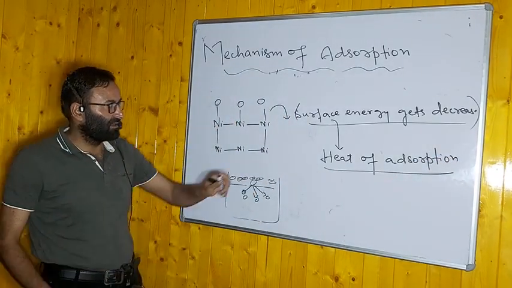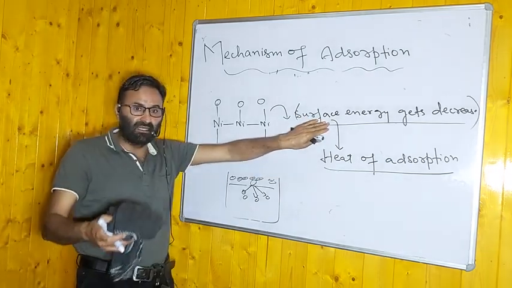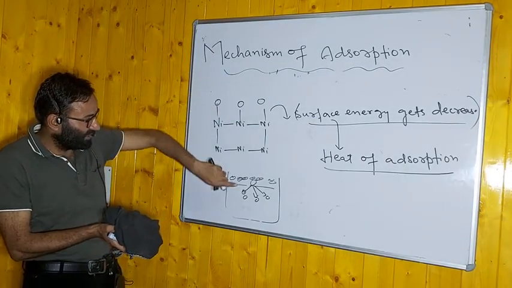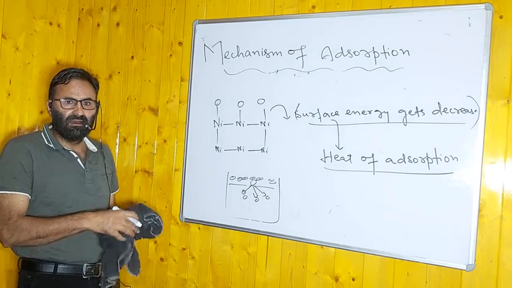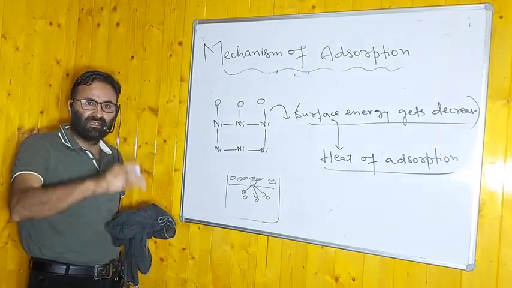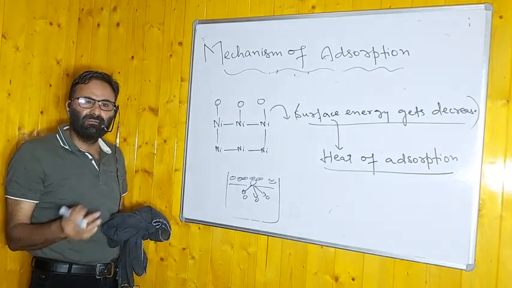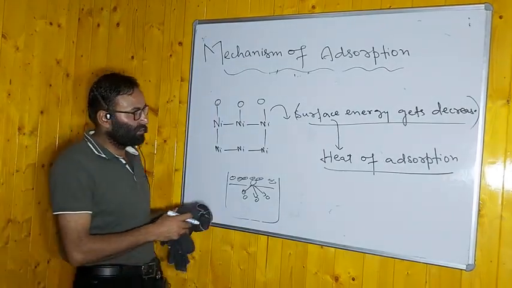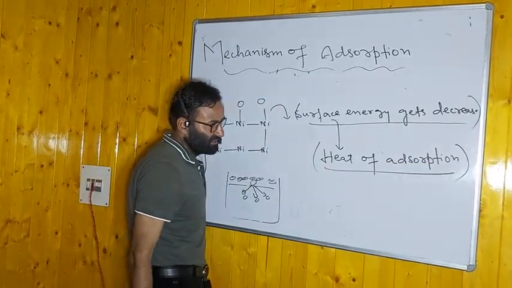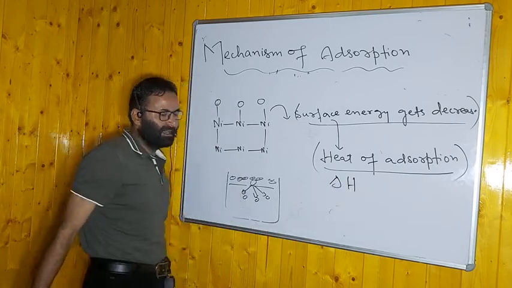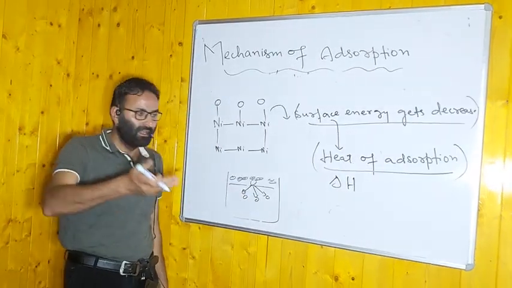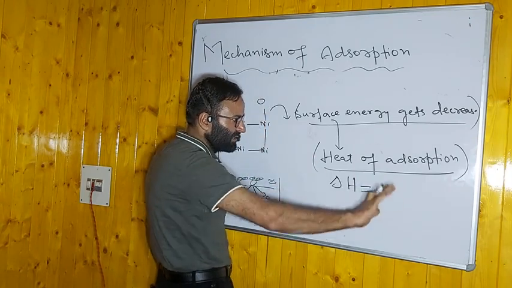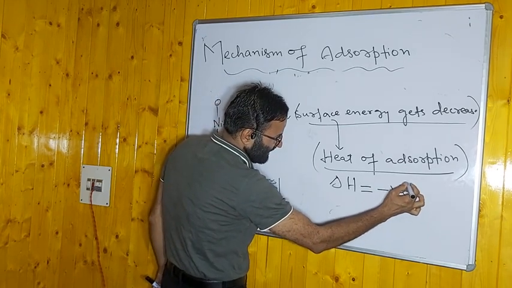What is meant by heat of adsorption? The surface energy gets decreased because of adsorption. When there is adsorption process, you can take the example of nickel surface, you can take the example of liquid. In both the cases, unbalanced force gets decreased, residual force gets decreased, or you can simply say during adsorption, the energy on the surface layer gets decreased, which comes out in the form of heat. That is known as heat of adsorption, and heat of adsorption is represented by delta H. That is energy, it comes out. Hence you can say delta H, energy gets released, delta H is negative.